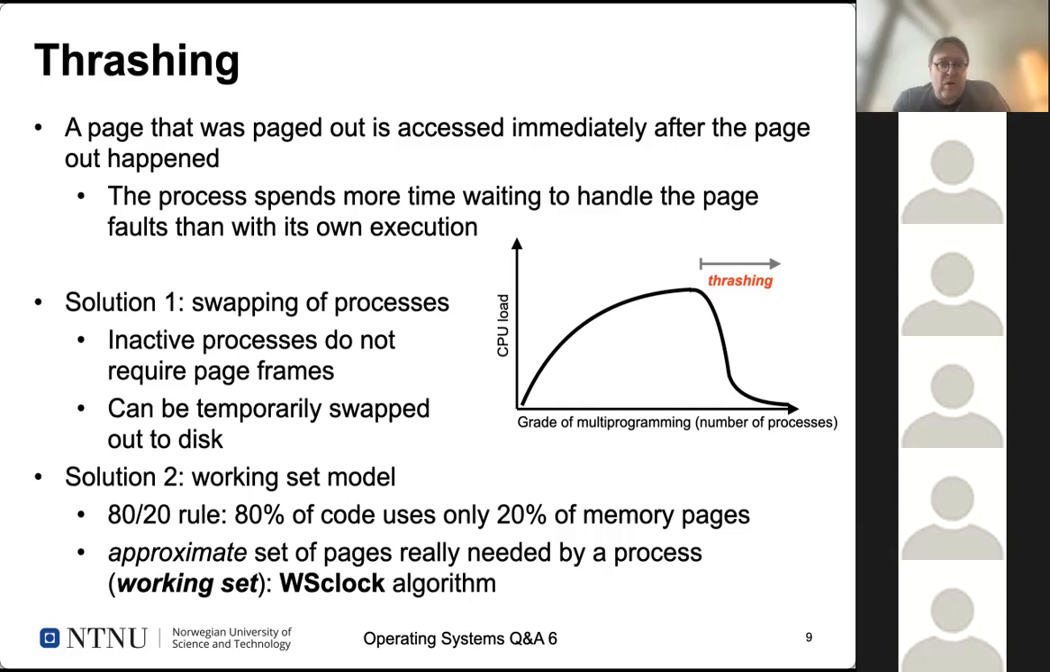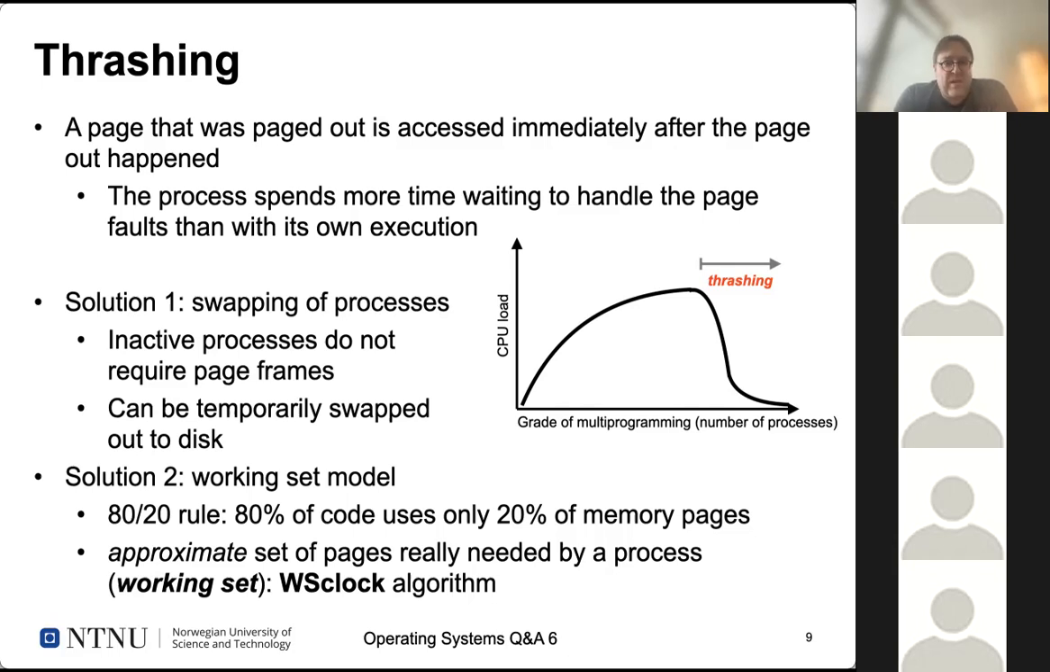That's something we want to avoid, and we've seen two solutions for this. The first one is we can try to swap whole processes. So we can figure out, is there an inactive process, like a background process somewhere? Those do not require page frames right away because they're not running anyways. So we can temporarily swap the whole process out to disk.